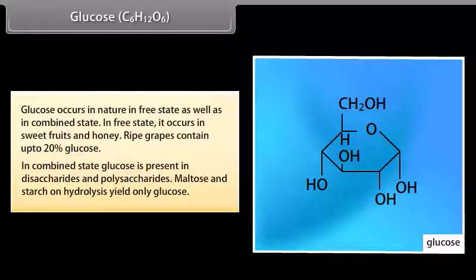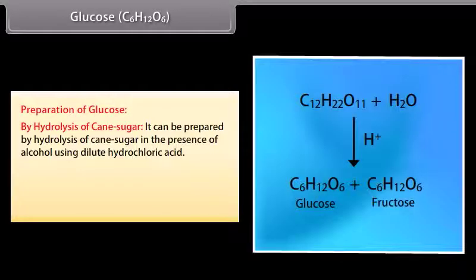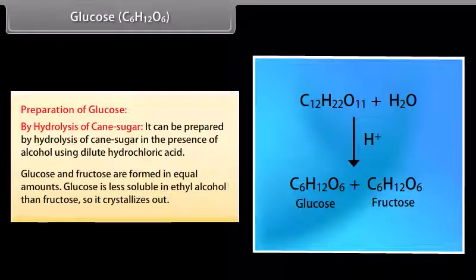Maltose and starch on hydrolysis yield only glucose. The methods of preparation of glucose are as follows. By hydrolysis of cane sugar. It can be prepared by hydrolysis of cane sugar in the presence of alcohol using dilute hydrochloric acid. Glucose and fructose are formed in equal amounts.